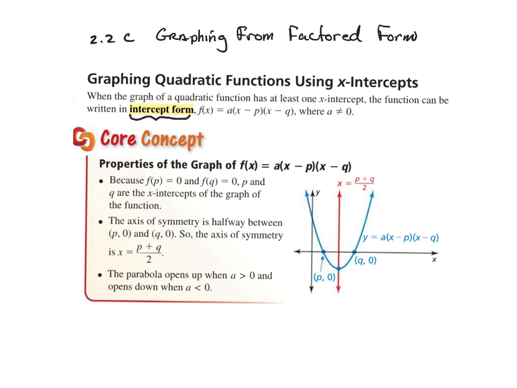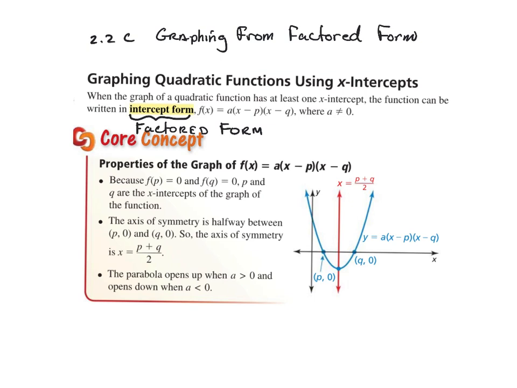I prefer to think of this as factored form. And the reason I call it factored form is because the entire polynomial is written as an a value times a binomial, two terms here, times another binomial. So it's a product of three things. Product and factoring are essentially the same thing.